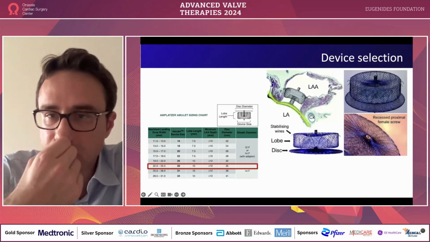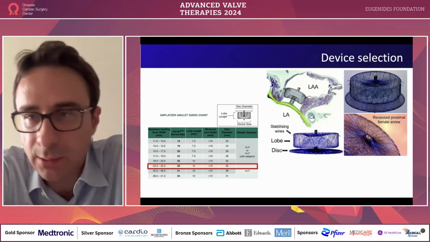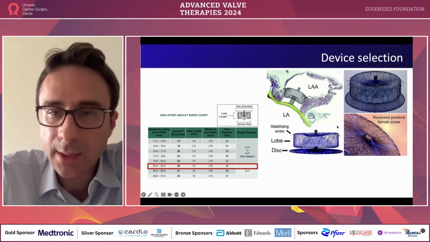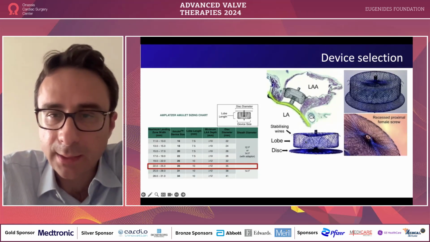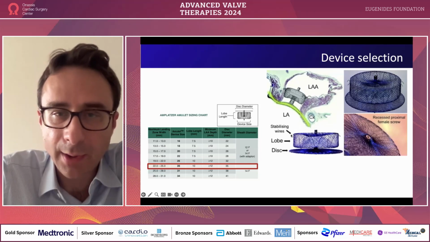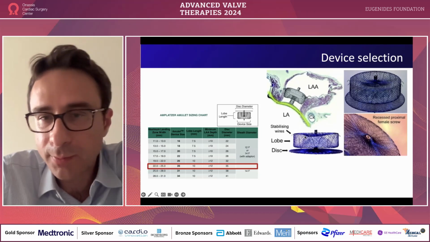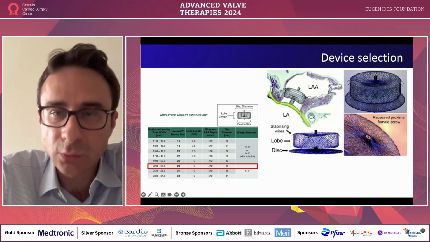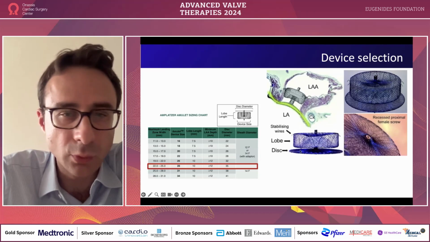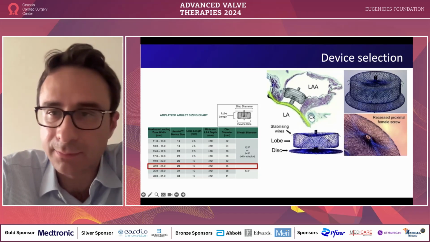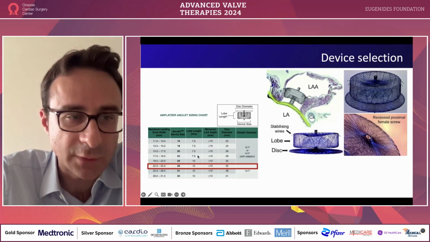I would also like to spend a few words about the basics of this device. It has two components: a proximal disc, and in the distal part, a lobe. In the distal part of the lobe we have stabilization wires that help to anchor the device. When the device is implanted, the lobe tends to pull the disc, and the disc tends to pull the lobe, and this is how device stability is achieved.